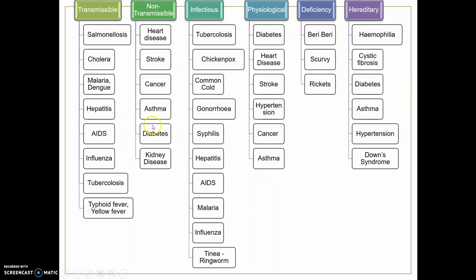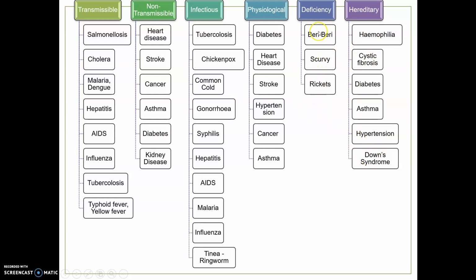Diabetes is considered to be a hereditary disease which can be passed on from generations before, and it can also be a physiological or lifestyle disease that a person may develop later on in life. Kidney disease, which is non-transmissible, may be considered to be a physiological disease. And there are others in here under physiological and hereditary, which I have not mentioned. So for example, under hereditary, there's one called hemophilia, cystic fibrosis, and Down syndrome.